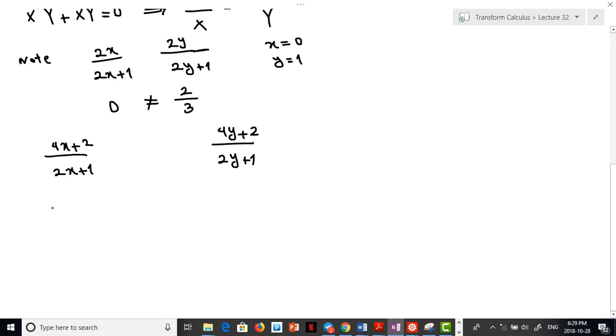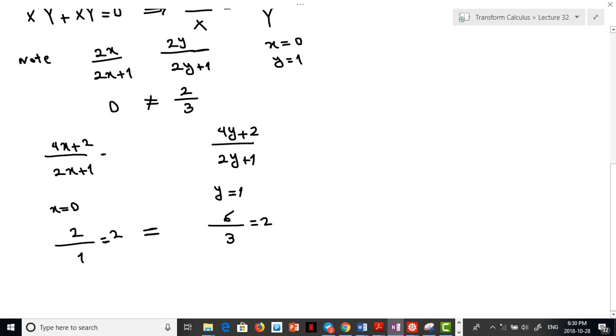For example, let's say x is equal to 0 and y is equal to 1. So if x is equal to 0, we have 4 times 0 plus 2 is 2, and 2 times 0 plus 1 is 1, so it's 2. And if y is equal to 1, 4y plus 2 is going to be equal to 6, divided by 2y plus 1, which is 3. So again, it's equal to 2. So you can see that these two functions are equal for any pair of x and y. But why are they equal?